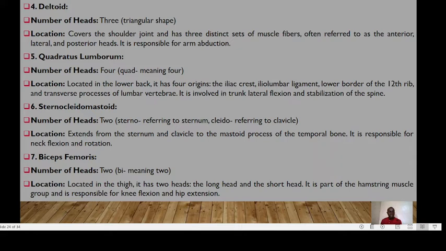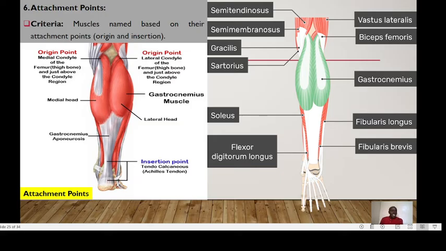Okay, the hip extension. Number six criteria is the attachment points, and here muscles are named based on the attachment points, that is the origin and the insertion. We can look at an example of being the gastrocnemius. We have the origin, and the insertion points on the tendons, calcaneus, or the Achilles tendon. So we have the gastrocnemius aponeurosis here. Or we have the medial head and we have the lateral head.